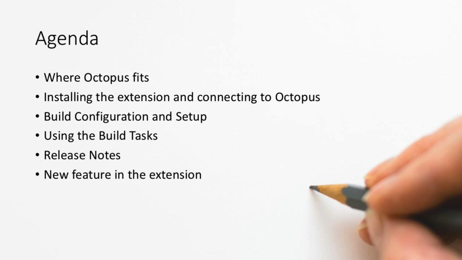We're going to look at how you install the extension, how you connect to Octopus. Then we're going to look at setting up your build configuration and how to get that working, and then using the Octopus build tasks that come with the Octopus extension. We're going to have a really brief discussion on release notes, and then there's one more feature in the extension which we released just the other day, which is pretty cool, I think, which we'll show you as well. And of course, there'll be plenty of time for questions too.